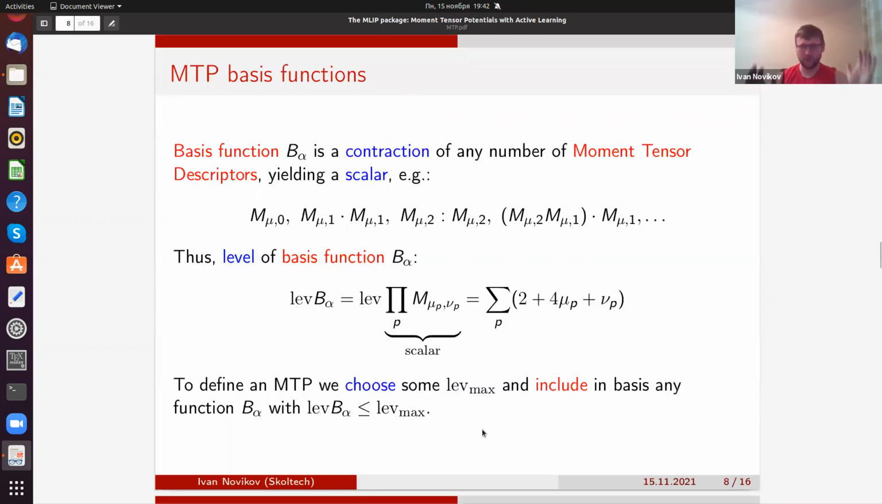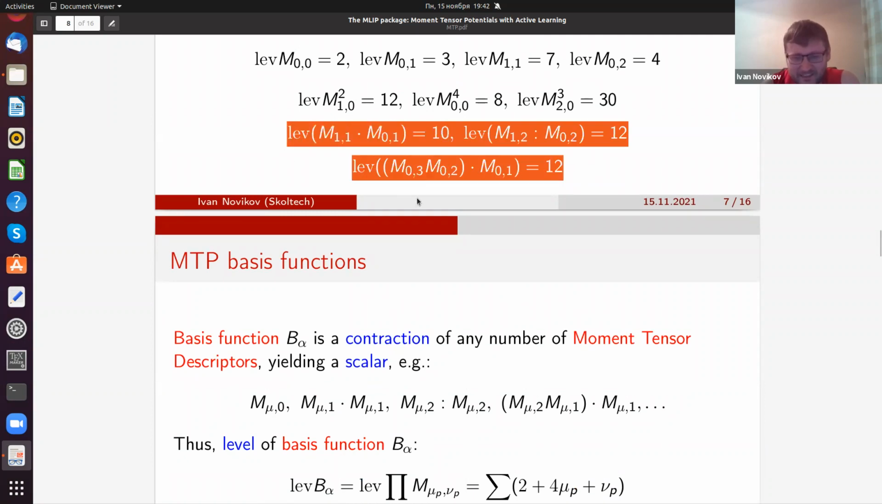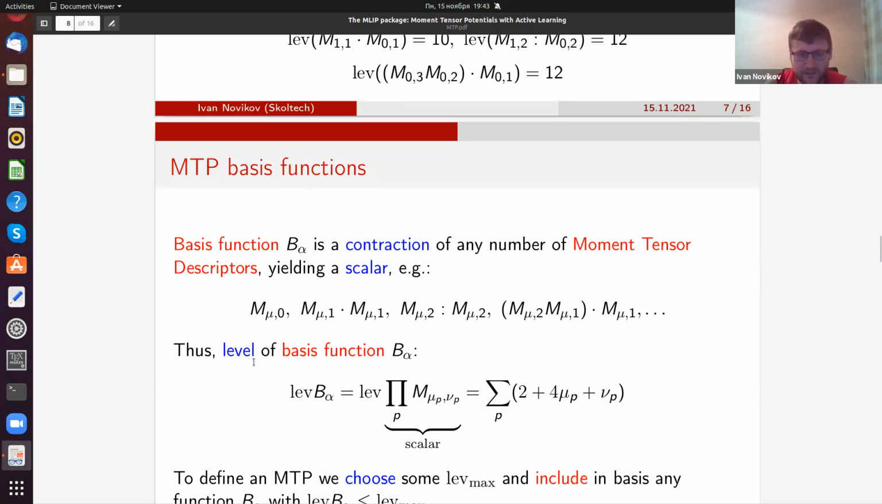Next, finally, we go to MTP basis function construction. So by definition, what is the basis function B alpha? B alpha is the so-called contraction of any number of moment tensor descriptors yielding a scalar. Actually, in these lines I showed examples of contractions. An inner product of two vectors is a contraction, and the so-called contraction of matrices is also a scalar. One more product of moment tensor descriptors is matrix multiplication of a matrix by a vector. After that, we obtain a vector, and then we calculate the inner product. So one more example. Thus, as we can see, the level of basis function B alpha is equal to this value.